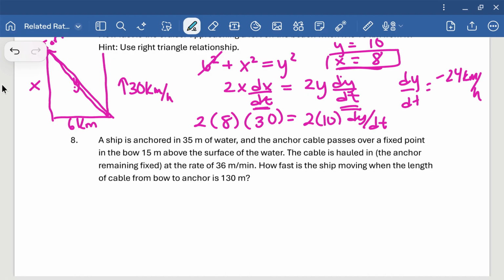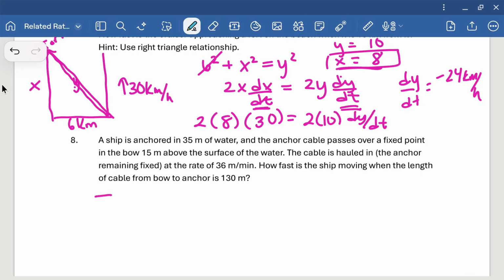So it's telling us your ship is anchored in 35 meters of water, and an anchor cable passes over a fixed point in the bow 50 meters above the surface of the water. The cable is hauled in, the anchor remains fixed, at the rate of 36 meters per minute, and then how fast is that ship moving when the cable from the bow to the anchor is 130 meters. So lots of information here, but let's try and start with a picture.